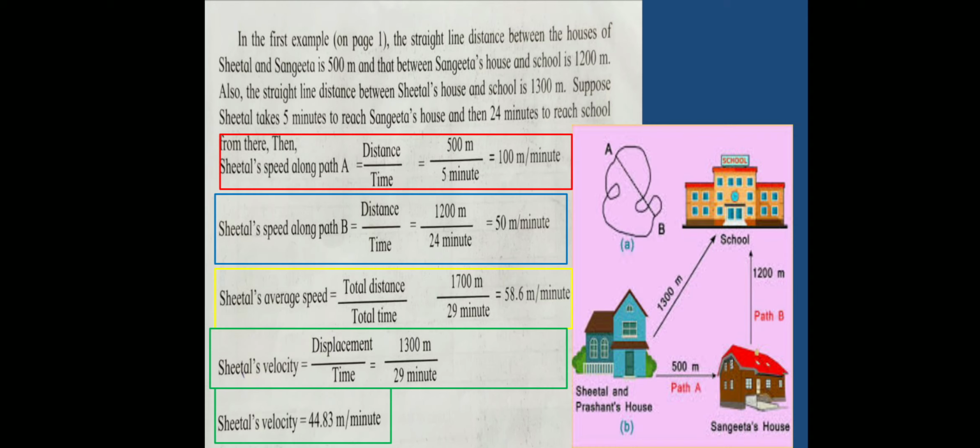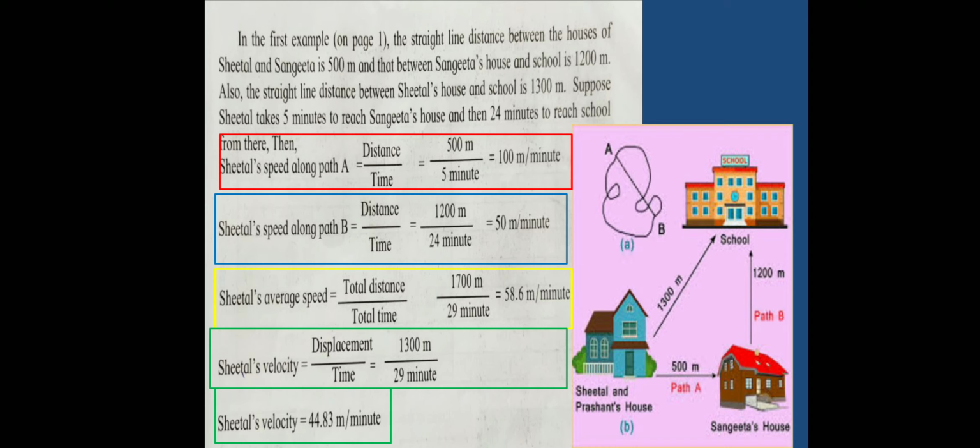The distance between Sheetal's house and Sangeeta's house is 500 meter. And the school is 1200 meter from Sangeeta's house. Also the straight line distance between Sheetal's house and school is 1300 meter. Suppose Sheetal takes 5 minutes to reach Sangeeta's house and then 24 minutes to reach school.